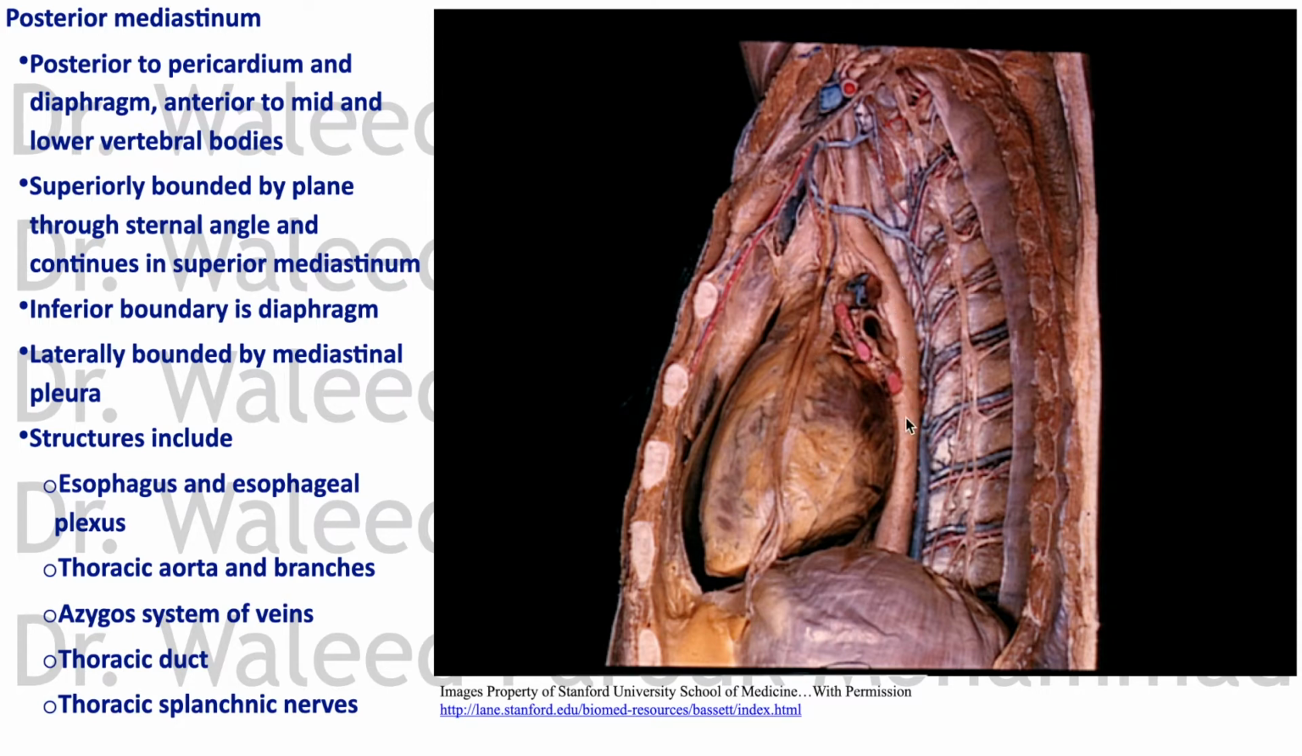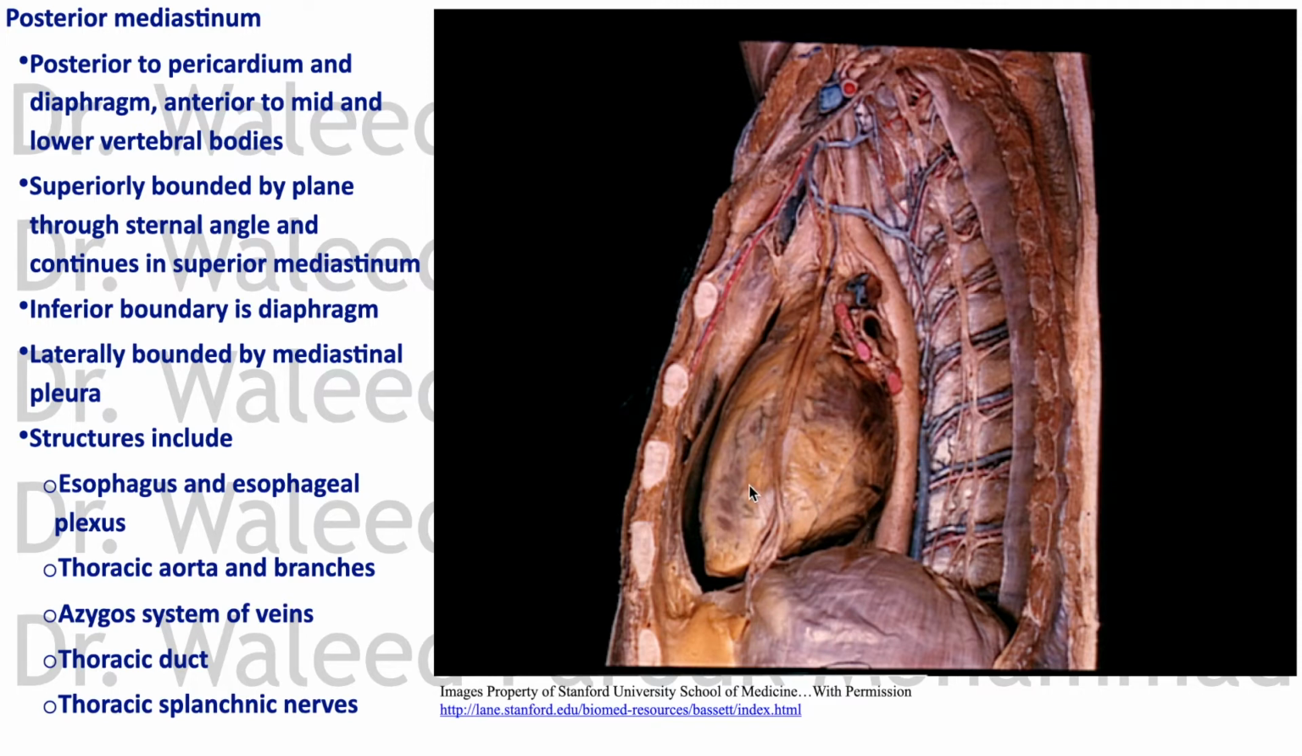No, we're talking about only this area, which is superiorly bounded by a plane passing through the angle of Louis, the second costal cartilage, and the disc between T4 and 5. Inferiorly bounded by the diaphragm, anteriorly by the pericardium, posteriorly by the vertebral column, at the sides by the mediastinal pleura.